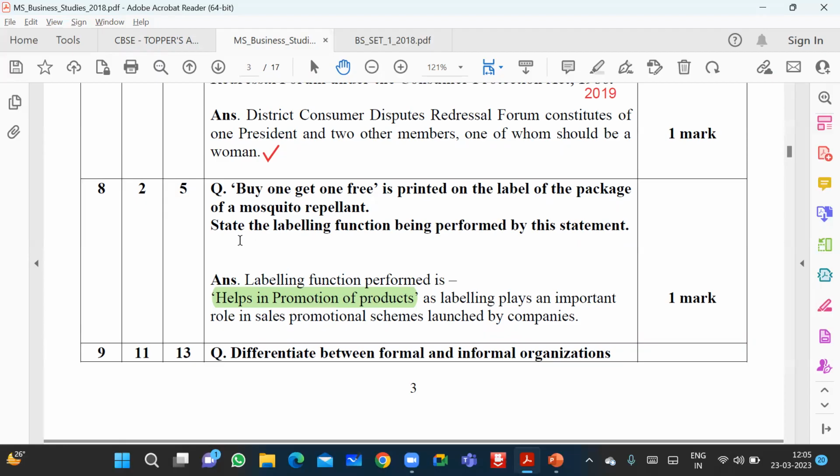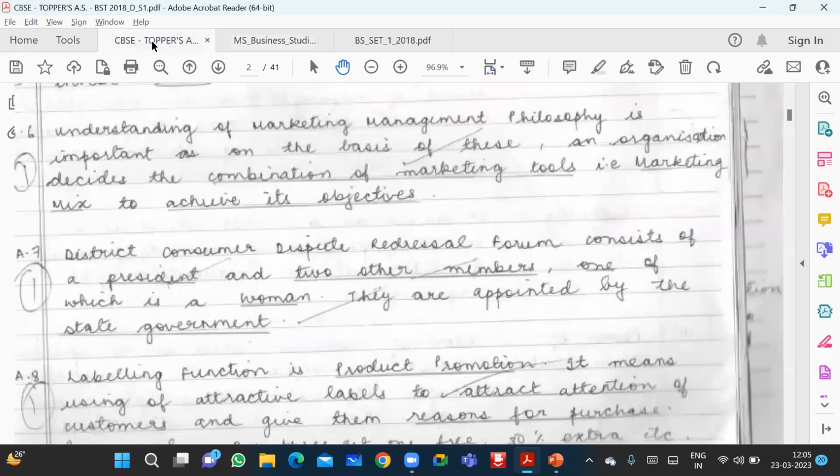Again, you can see the word state is written. State means you have to first identify the labelling function and then you have to explain. So half mark will be for identification of the function, and half mark will be for the explanation. Let's see how the student has written question number 8.